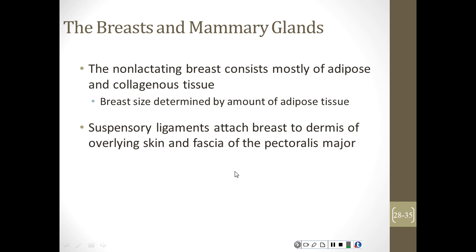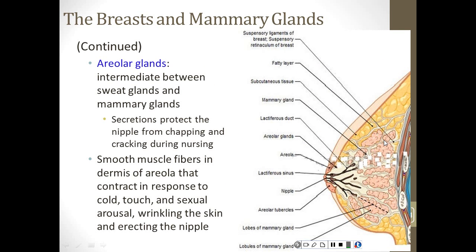Now, internally, the non-lactating breast consists mostly of adipose and collagenous tissue. Now, the breast size is determined by the amount of adipose tissue and has no relationship to the amount of milk that the mammary glands can produce. Now, this is with a non-lactating breast. Now, suspensory ligaments attach the breast to the dermis, as you see back here. Here we have the suspensory ligaments. They're going to attach the breast to the dermis of the overlying skin and to the fascia of the pectoralis major. So there's our pectoralis major, and these little things here, those are the ribs.